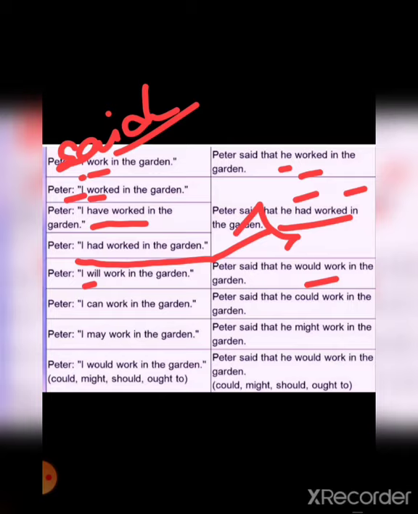Next, Peter said, I can walk in the garden. So can will become could, and the sentence will remain the same. Next, I may walk in the garden. So may will become might. So Peter said that he might walk in the garden. Next, Peter said, I would walk in the garden. So Peter said that he would walk in the garden. If could, might, should, ought to is given in the sentence in indirect speech, then the verb will remain the same. It will remain unchanged. Okay.